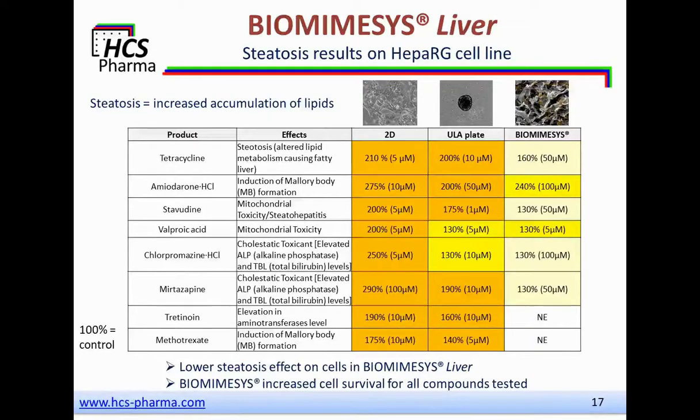So what we could conclude is that 2D can give warnings according to the toxicity or safety of molecules, but it's not predictive of what's happening in human beings, because all these drugs are taken by humans because they are approved medicines. So Biomimesis seems more predictive of the human effect.